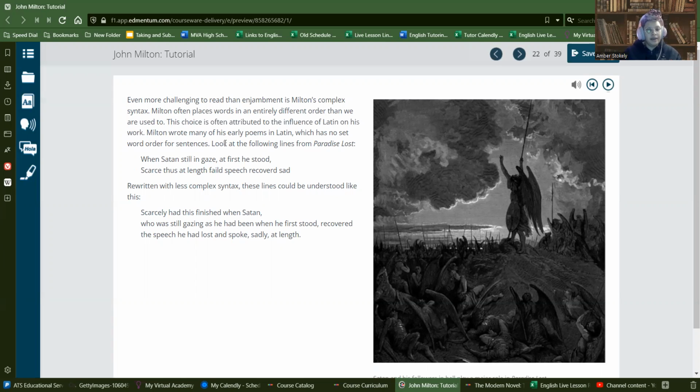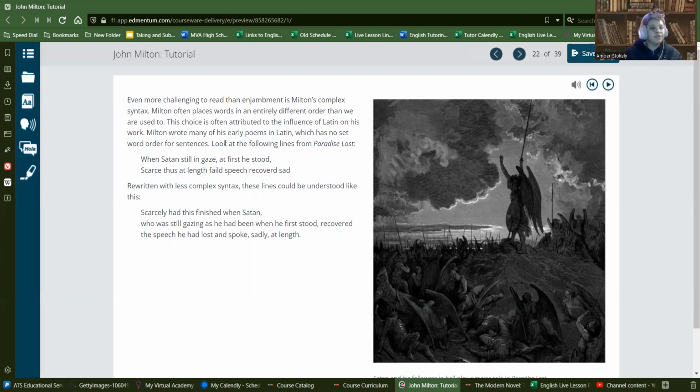So they give you a modern translation of this. And what helps is if you know what some of these words mean. So "failed," just to give you, it basically just means, failed speech is speech that you've lost. And let's see.